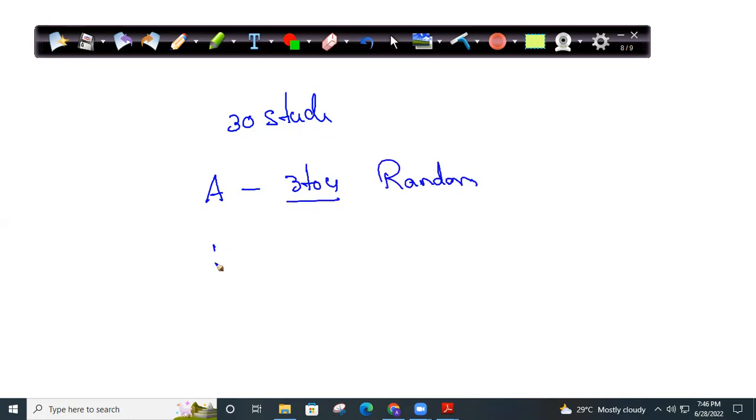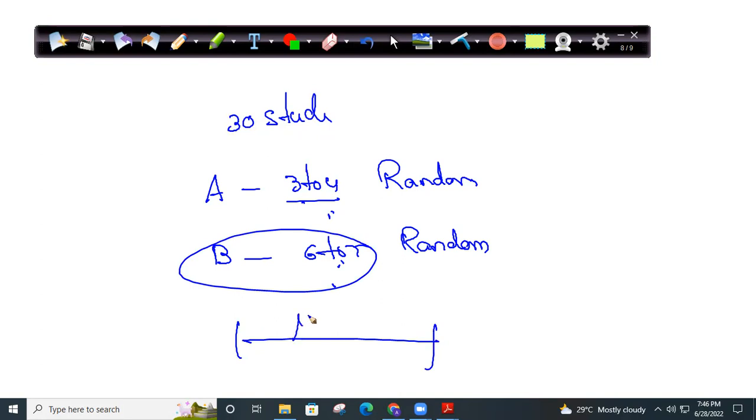Now, third point, listen here carefully. I have now some 30 students. In scenario A, I selected 3 to 4 random students. In scenario B, I selected 6 to 7 random students. Where will my outcome of the experiment be more accurate? In B, because my sample size is more. If the sample is random and the sample size is more, the conclusion that you are making will be more accurate.